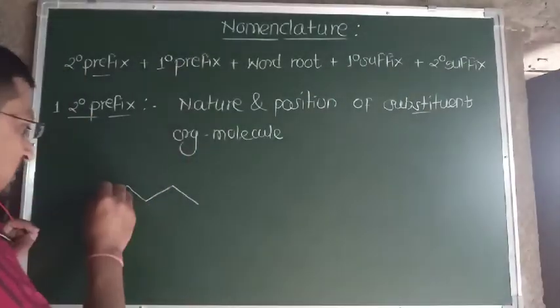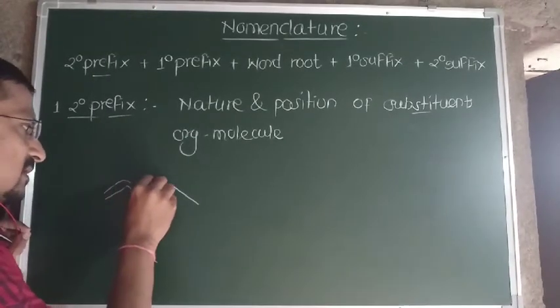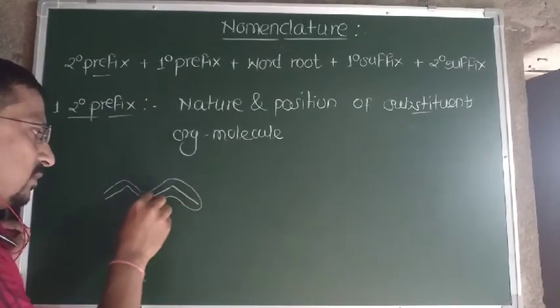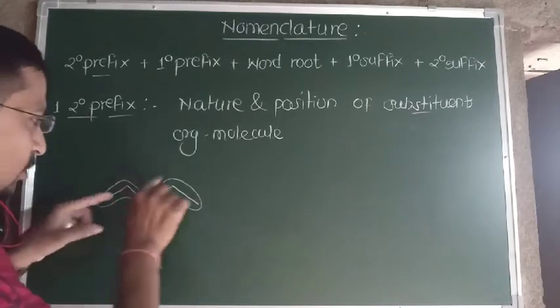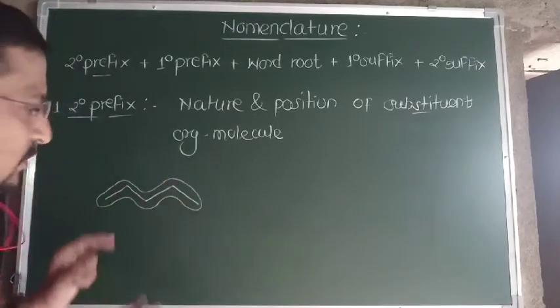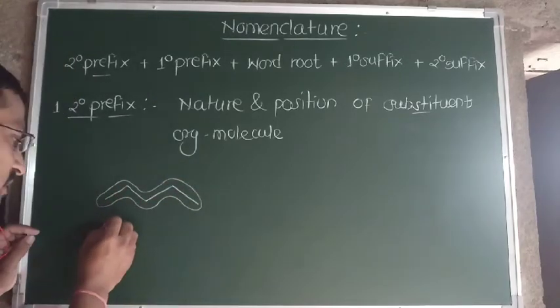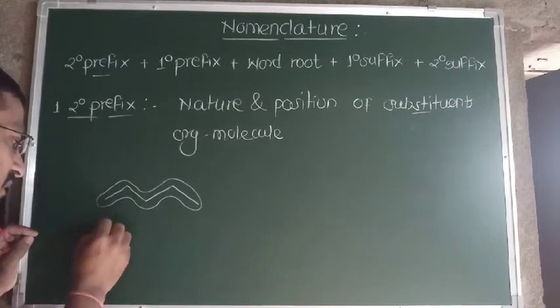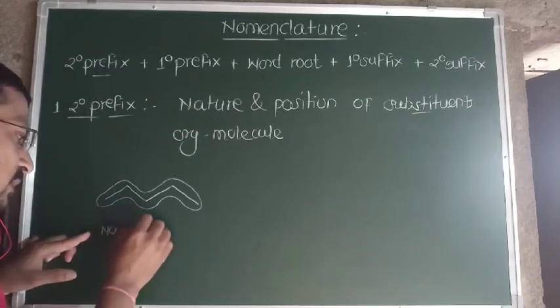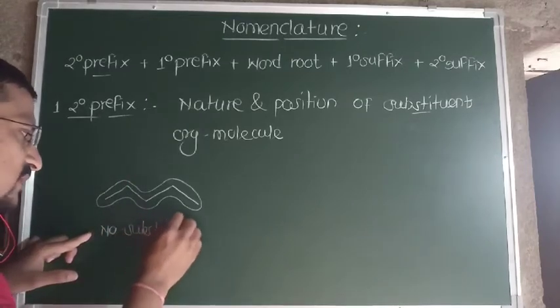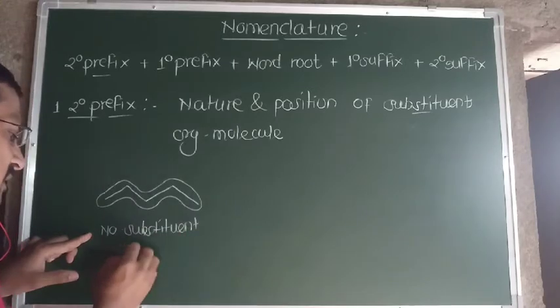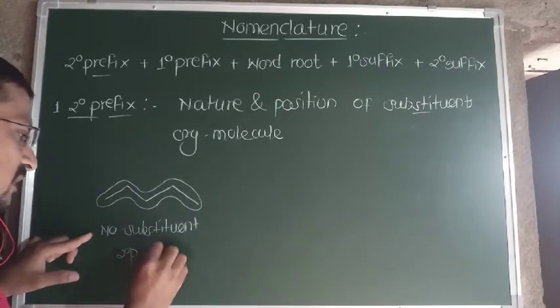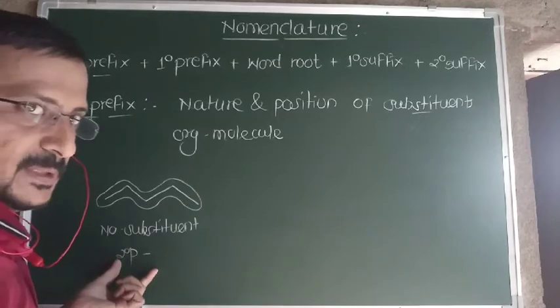So just see here, if I encircle this molecule like this, then there is no cut observed in the molecule. As there is no cut in the molecule, there is no substituent, and that's why we will omit the secondary prefix, because there is no substituent, isn't it?